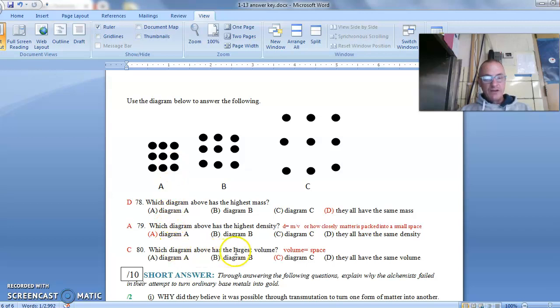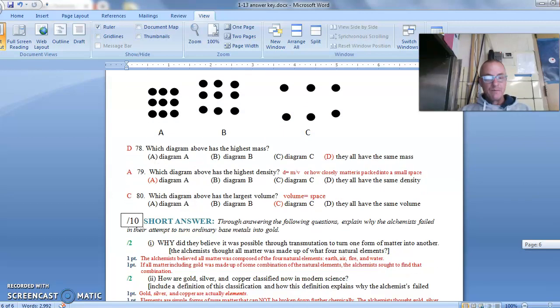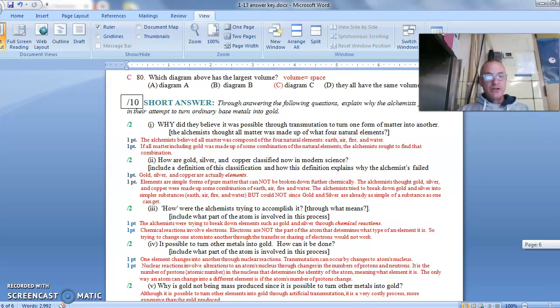Number 80, which one has the largest volume? Volume is the amount of space. Volume is the amount of space occupied by the object. Letter C, they are spread out more than any of the other ones. So that one takes up the most space. Letter C, that is the most space. Highest volume.